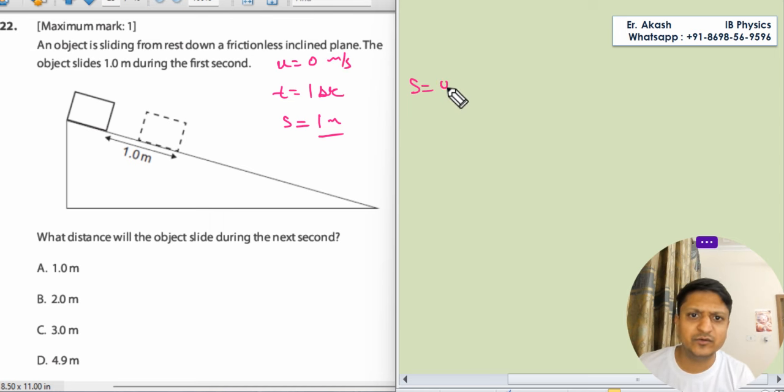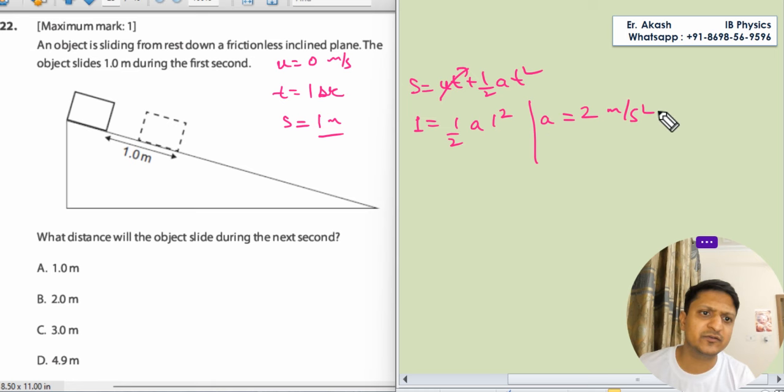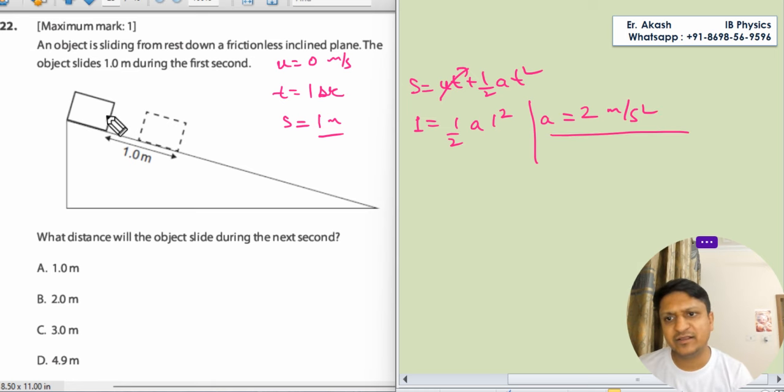So s is equal to ut plus half a t square is our equation, and the equation says s is 1, the distance traveled, initial velocity is 0, so this component will go off. So half a t square, and t is 1 square, so a will be equal to 2 meter per second square. So the acceleration with which the object is moving is 2 meter per second square.